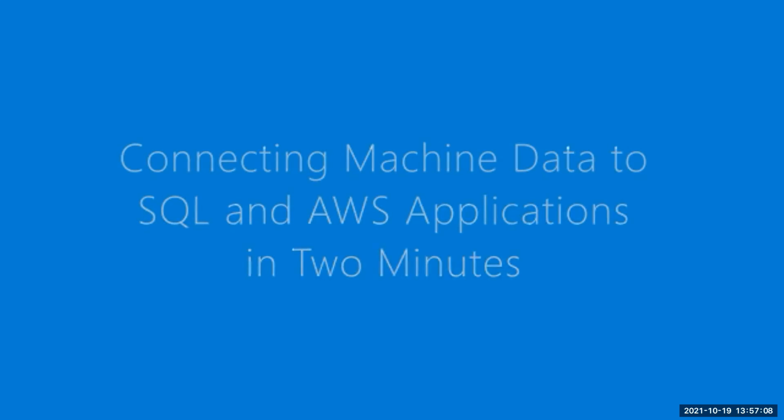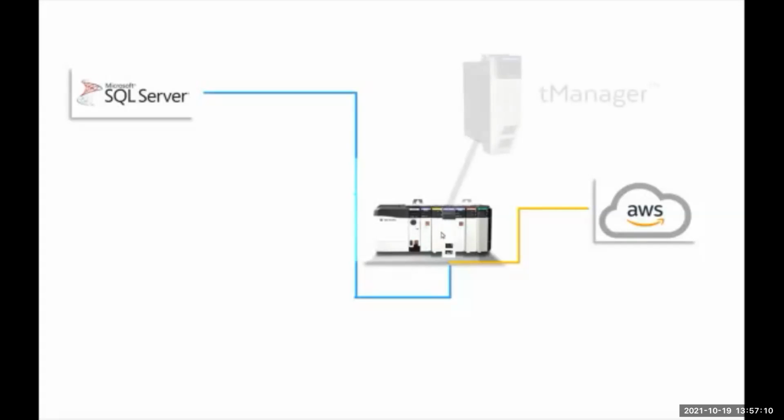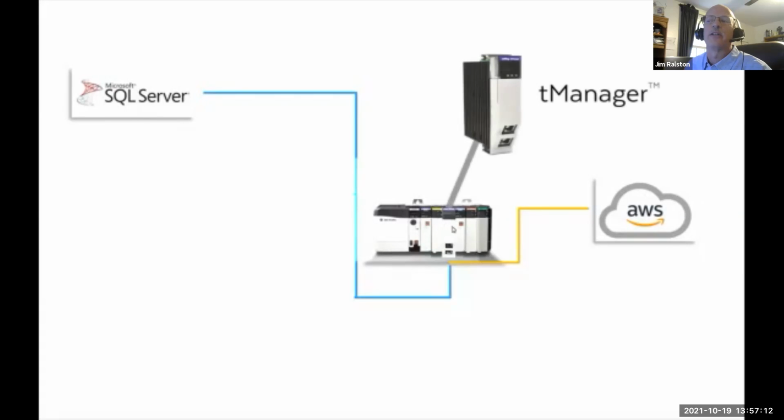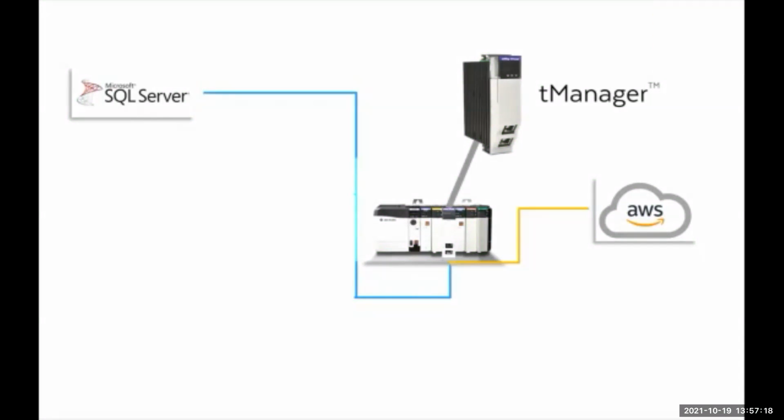Today, we're going to be configuring a ControlLogix tManager. We're going across the backplane to a ControlLogix PLC, and then we're going to go out one of our Ethernet ports to SQL Server and our other Ethernet port to Amazon AWS.